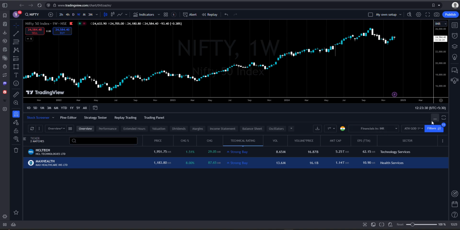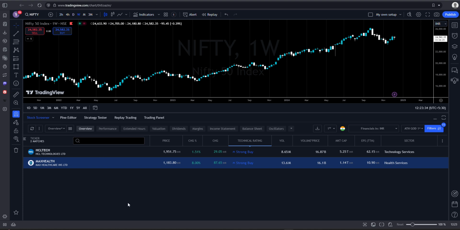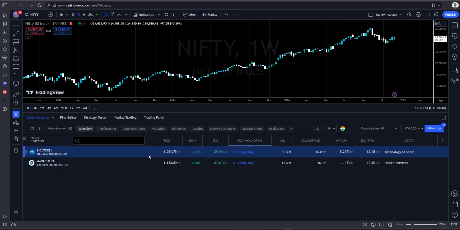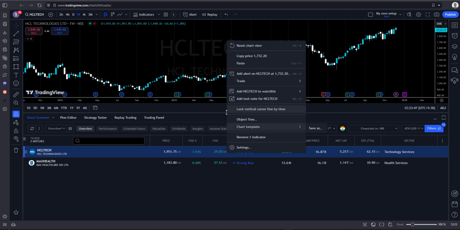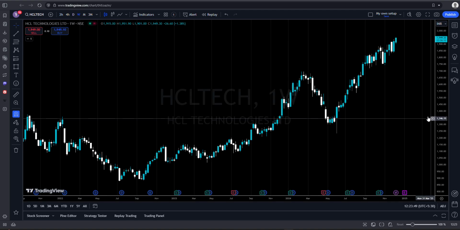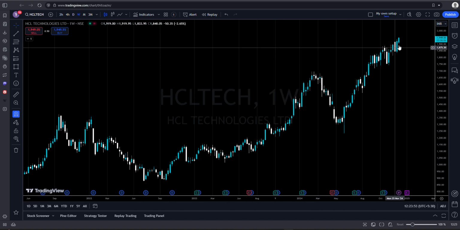So we have two stocks. Can you see that there are two stocks that came into our radar? The first condition is to apply the filters. The second condition is, once you see the stock here, let's say HCL, you don't have to do anything. You see the chart, you can clearly see the chart is rising, keep on rising.